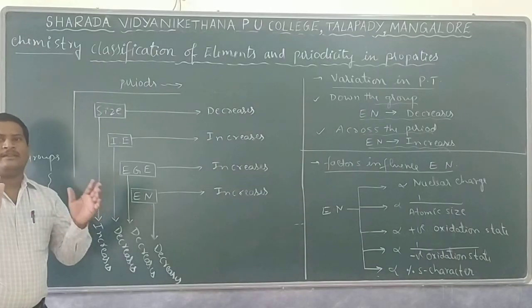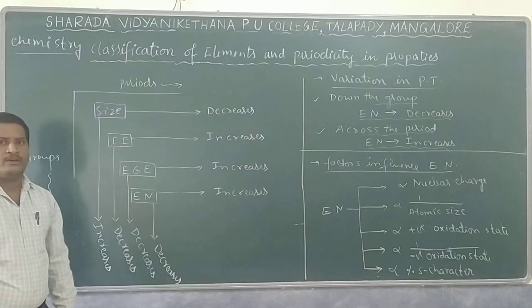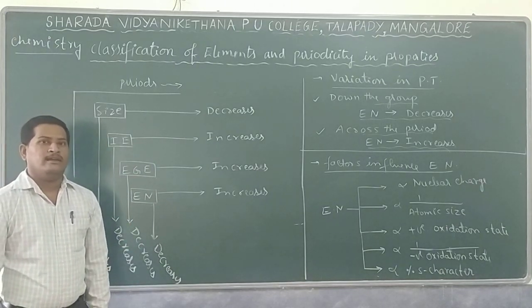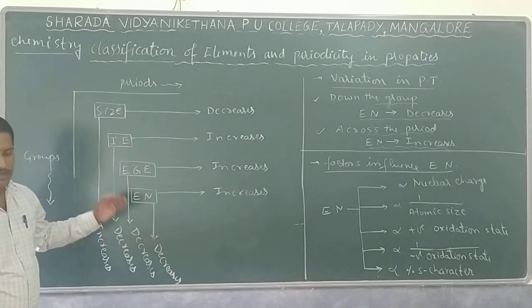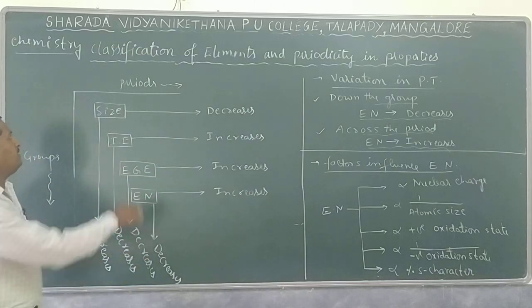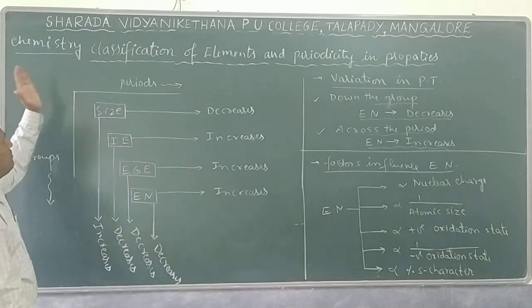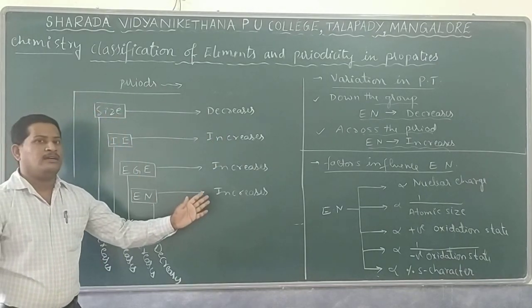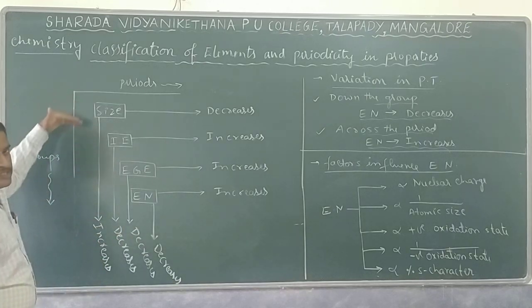Let us see easy ways to remember the variations of these four important periodicity properties in the periodic table: down the group what happens, across the period what happens. Let us say this is across the period: group number 1 to group number 18 in the modern periodic table, that is the period, and from the first shell to the seventh shell.